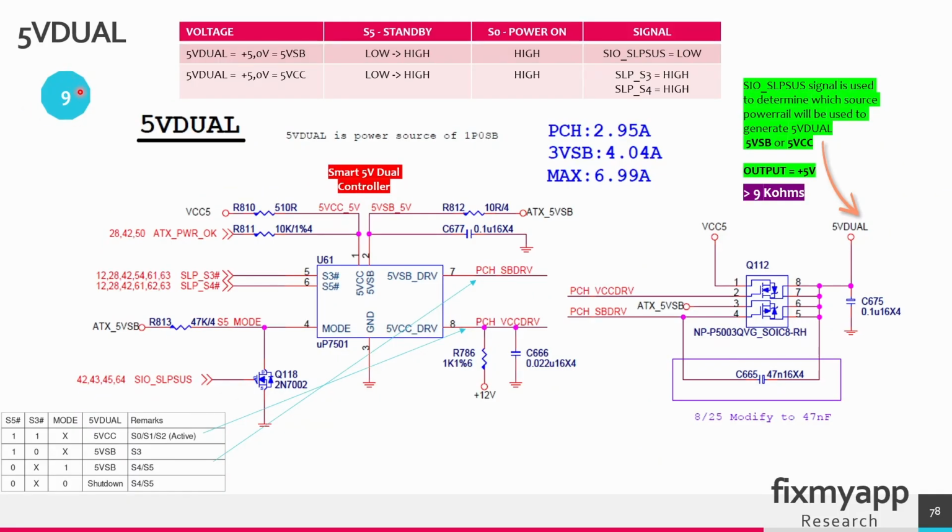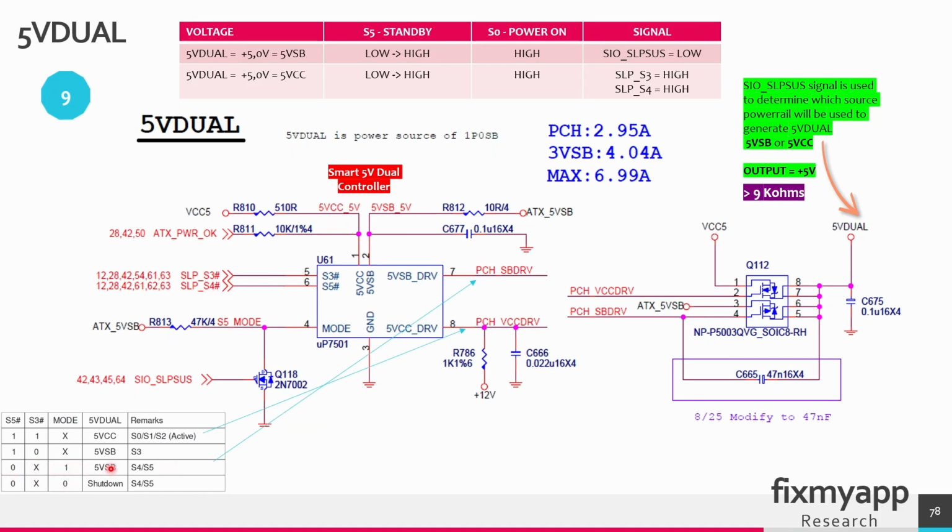Power sequence 9, we have to create a plus 5 volt. And the source voltage can come from the plus 5 volt standby voltage or the 5 volt VCC when the ATX power supply is turned on. In combination with the mode pin and the state 3 and state 5 pin, it determines where the source voltage comes from. So in this case, the SIO sleep suspend pin is low, so this S5 mode will be high. So apparently the sleep S4 signal will be low.